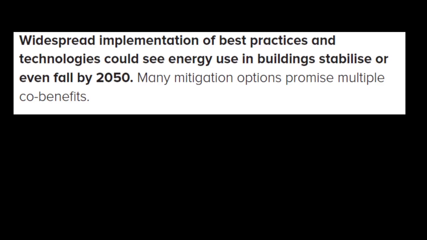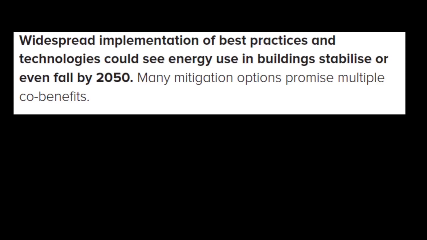Another quote was, widespread implementation of best practices and technologies could see energy use in buildings stabilise or even fall by 2050. And they say many mitigation options promise multiple co-benefits. To give that some explanation, the mitigation options are all the different reasons why you would use these various options, because they are going to give you so much benefit going forward. Okay, so effectively that's what it means.